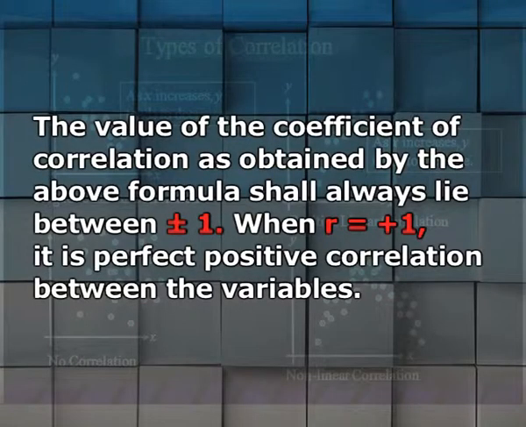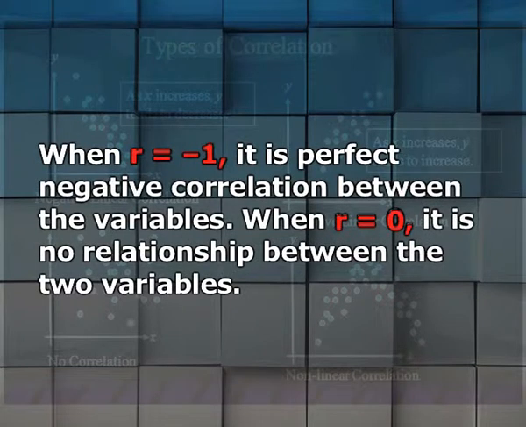This method is to be applied only when the deviations of items are taken from the actual mean and not from an assumed mean. The value of the coefficient of correlation as obtained by the above formula shall always lie between plus and minus 1. When r is equal to plus 1, there is perfect positive correlation between the variables. When r is equal to minus 1, there is perfect negative correlation between the variables. And when r is equal to 0, there is no relationship between the two variables.